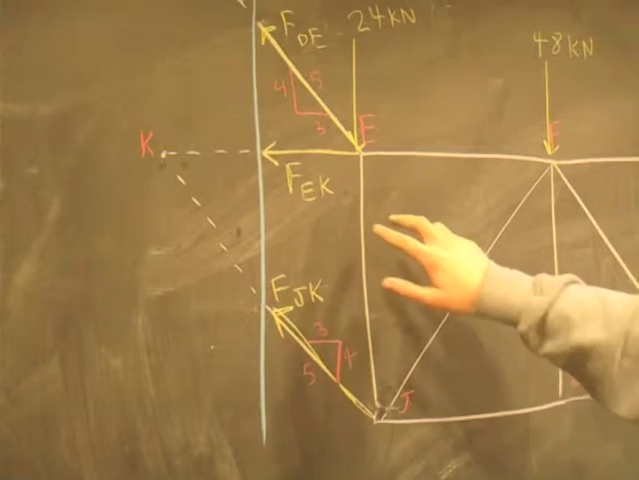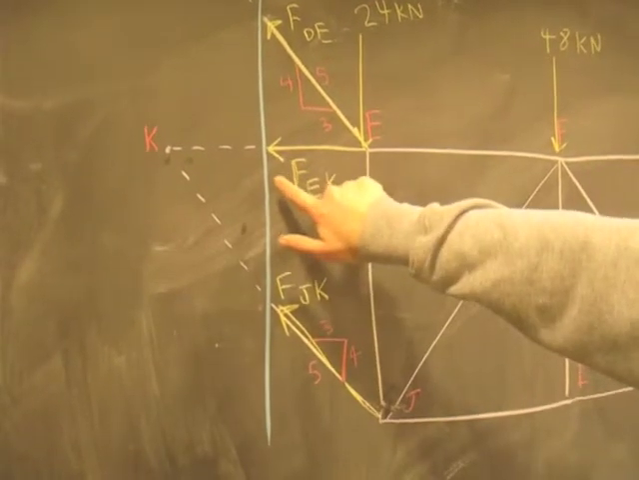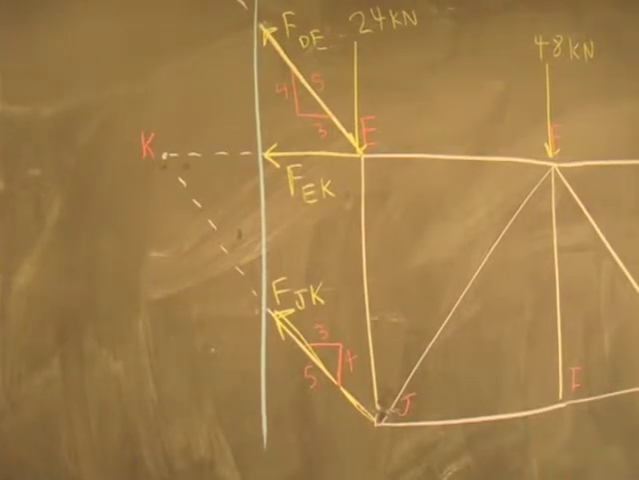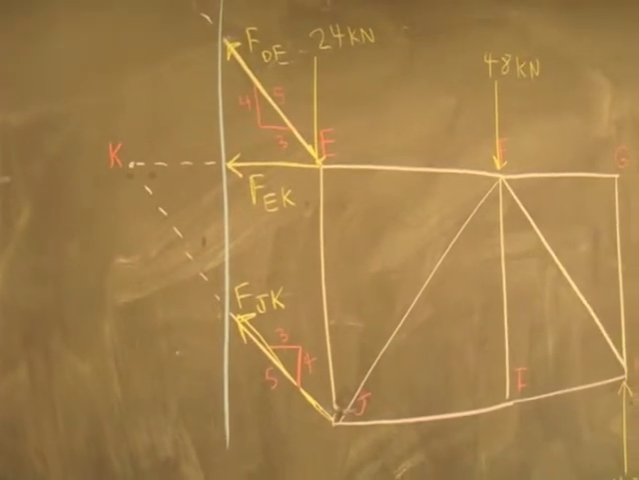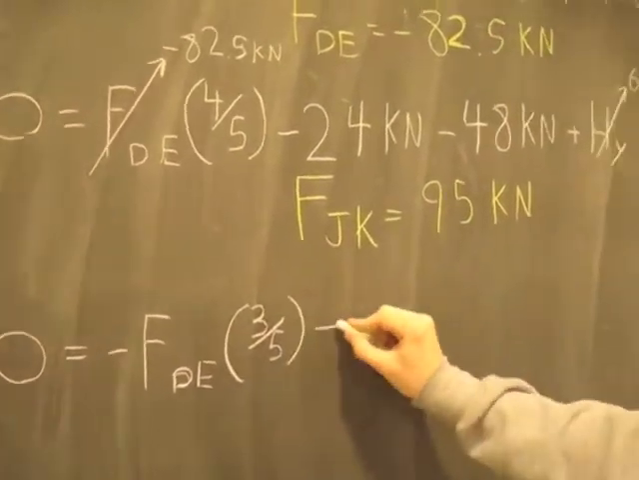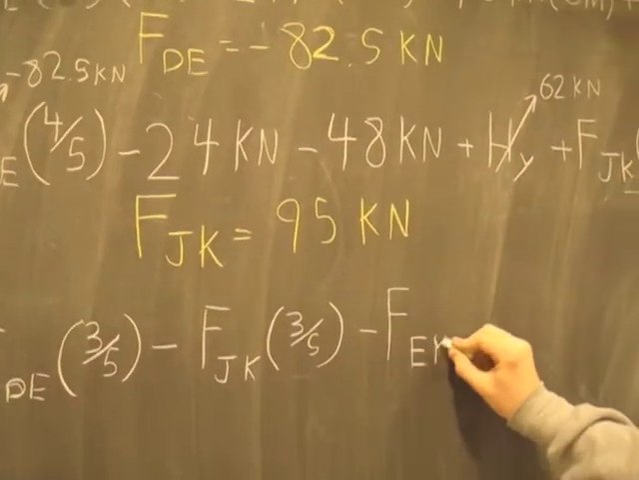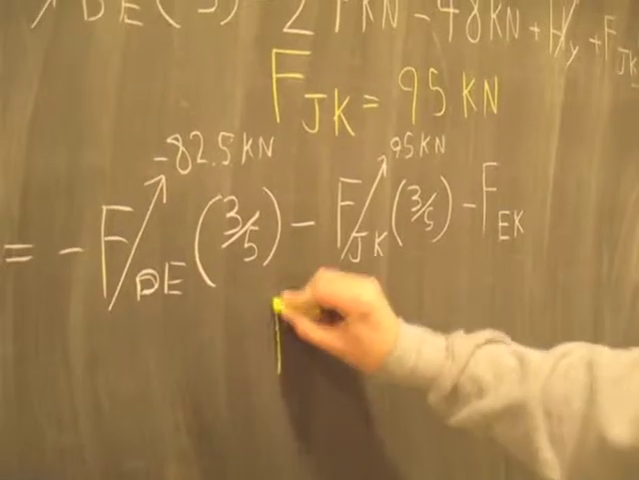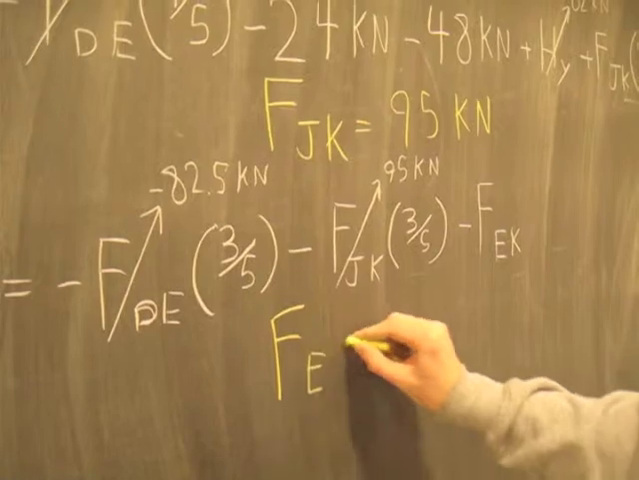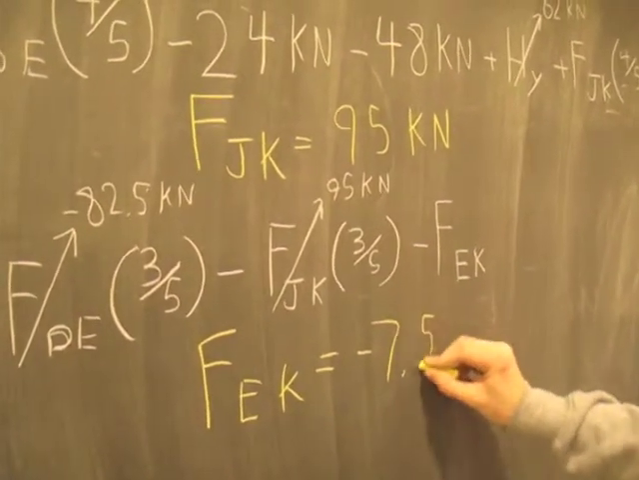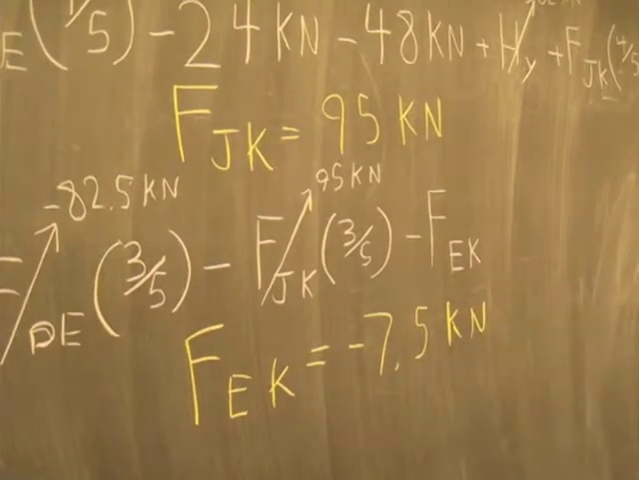Since the only x component that we don't know is FEK, we can solve for FEK by summing the forces in the x direction. So FEK equals negative 7.5 kilonewtons.